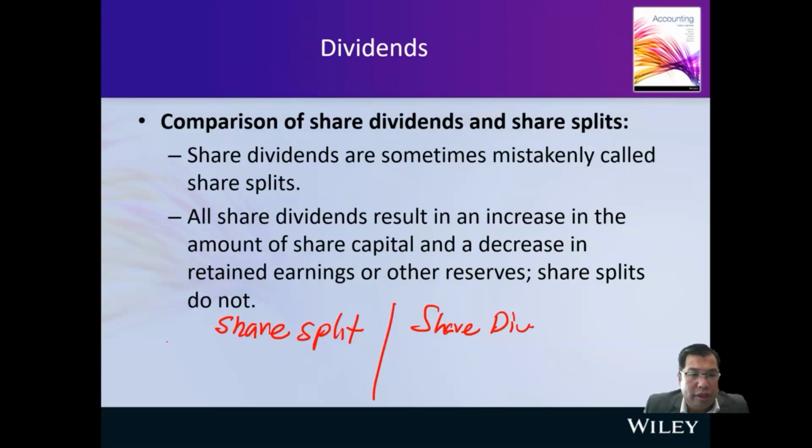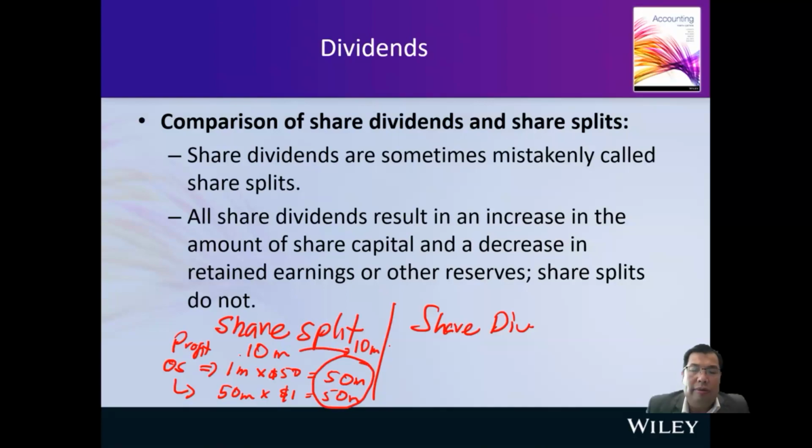Share split. Before this, your profit is maybe 10 million. Your ordinary shares before this is 1 million multiplied by $50, so it's going to be 50 million. After the conversion, it's going to be 50 million multiplied by $1. The same amount here, 50 million. Your profit is still the same, 10 million.